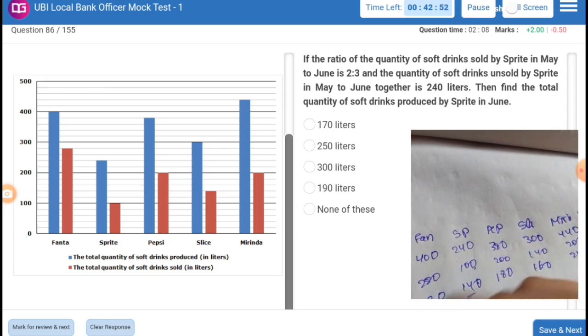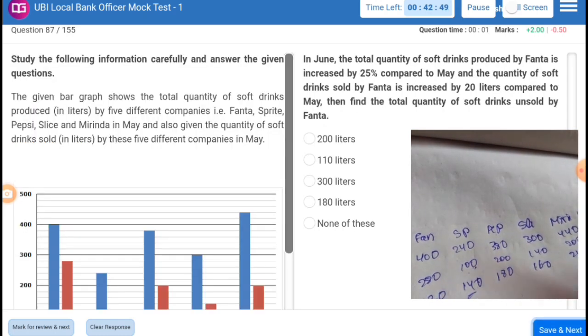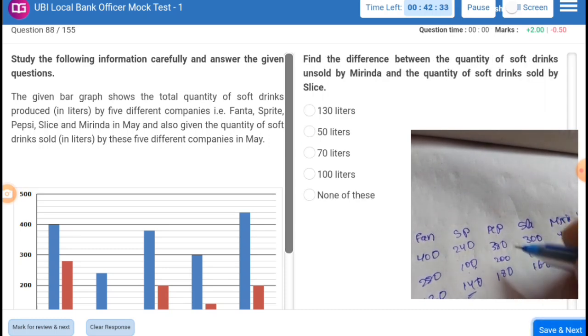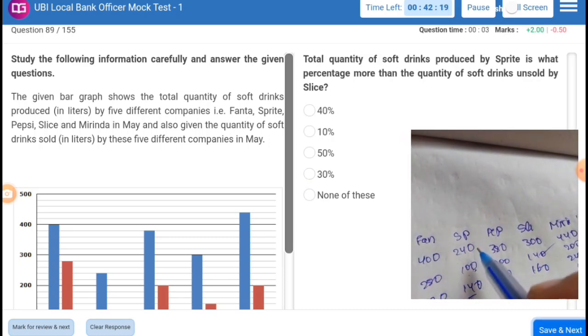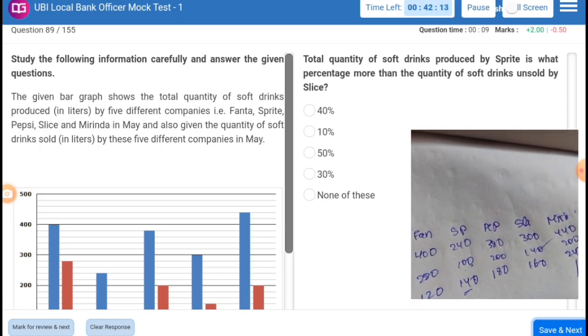140, 250. In June, soft drinks produced Fanta, 500. So 200. The difference between the quantity of soft drinks unsold Mirinda and sold by Slice, 100. So total quantity of soft drinks produced by Sprite is unsold of Slice.